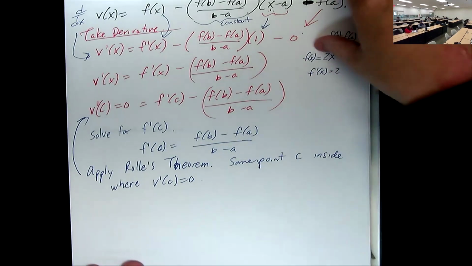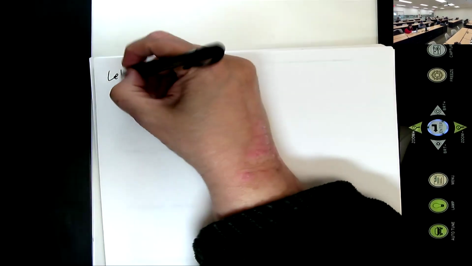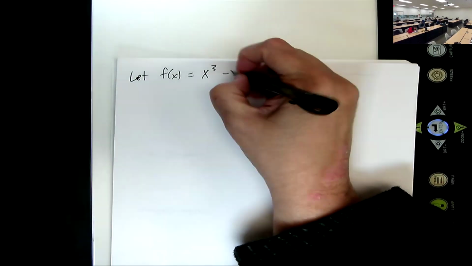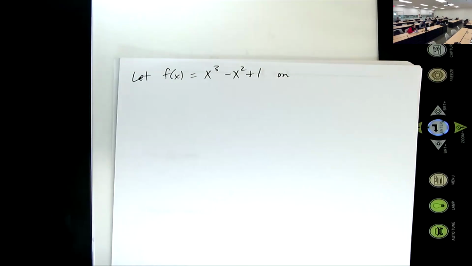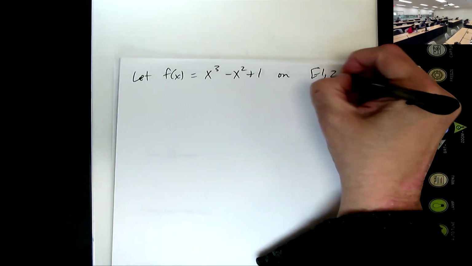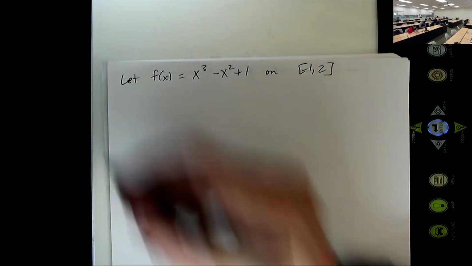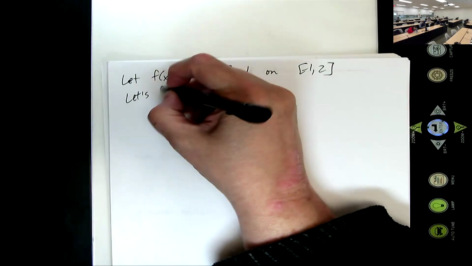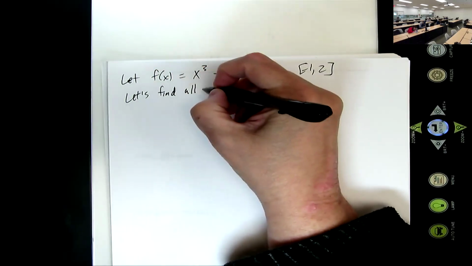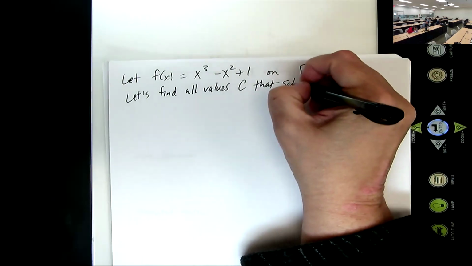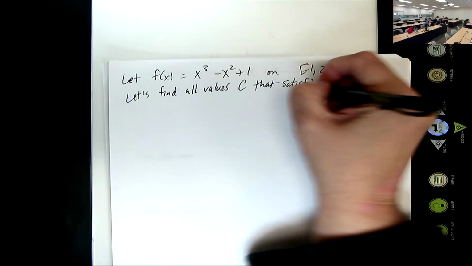Alright. Everybody looks like we're done writing, let's do some examples. Let f of x equal x cubed minus x squared plus 1 on, let's go -1 to 2. And let's find all numbers, or all values C, that satisfy the MVT.